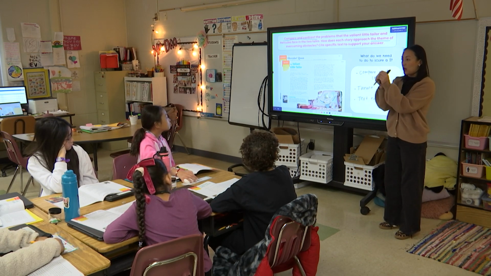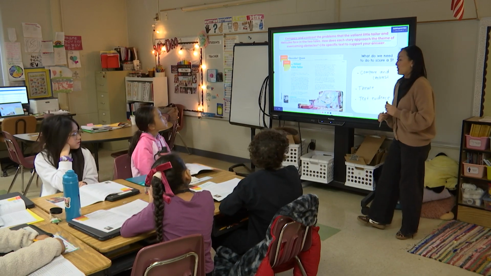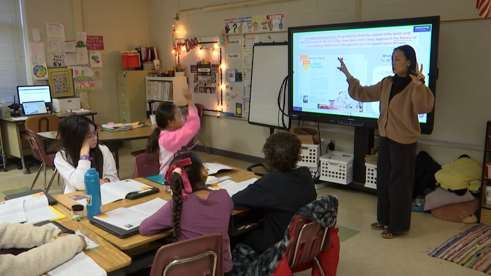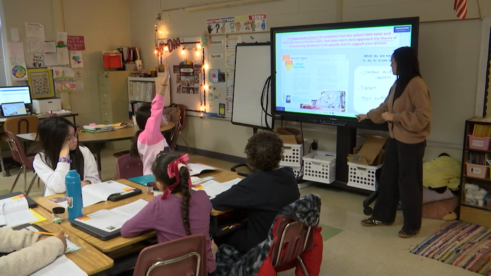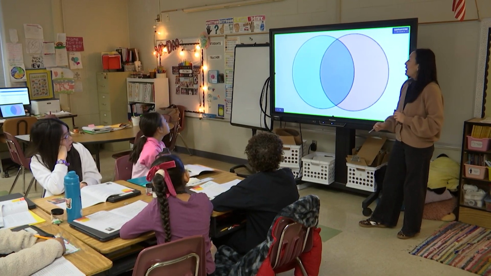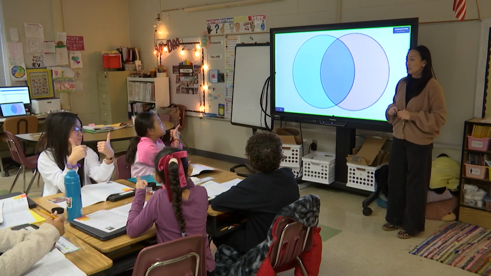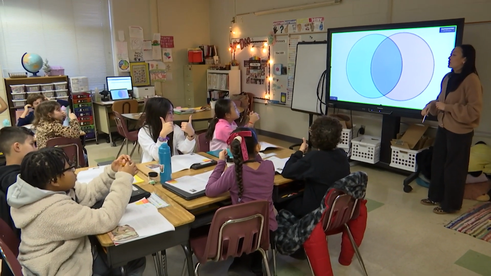Everyone, once again, compare. Compare. Contrast. Contrast. Is there an organizer that we typically like to use when we compare and we contrast? Who knows what that organizer is called? Abigail? Venn diagram. A Venn diagram. Everyone, give me a double thumbs up if you have used a Venn diagram before. And I should see double thumbs up all around the room. Yes, we have used a Venn diagram before.